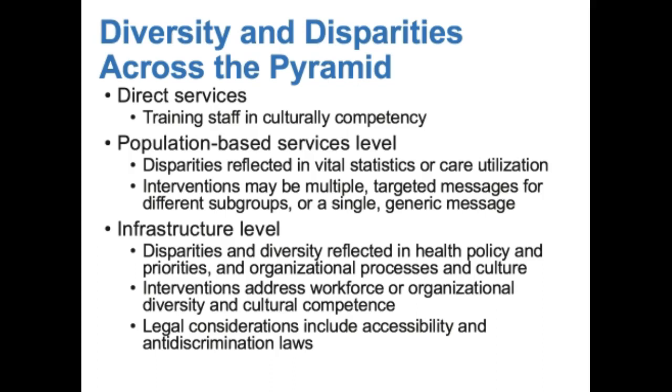At each level of the public health pyramid, diversity and disparities are reflected. For instance, at the direct services level, staff should be trained in cultural competency, and the interventions should match the culture and language of the population being served. At the population-based services level, disparities are revealed in vital statistics, and interventions can be targeted to many or individual subgroups based on the data and population needs.